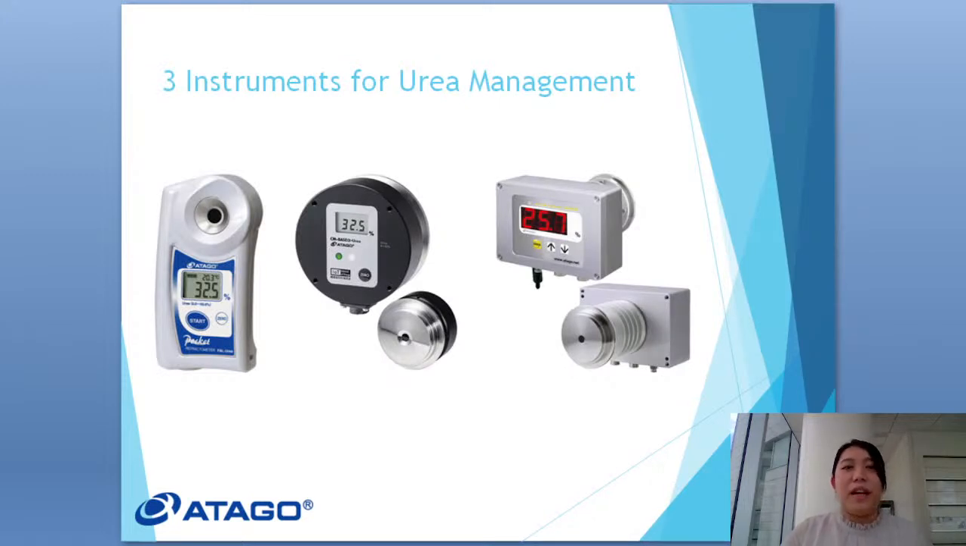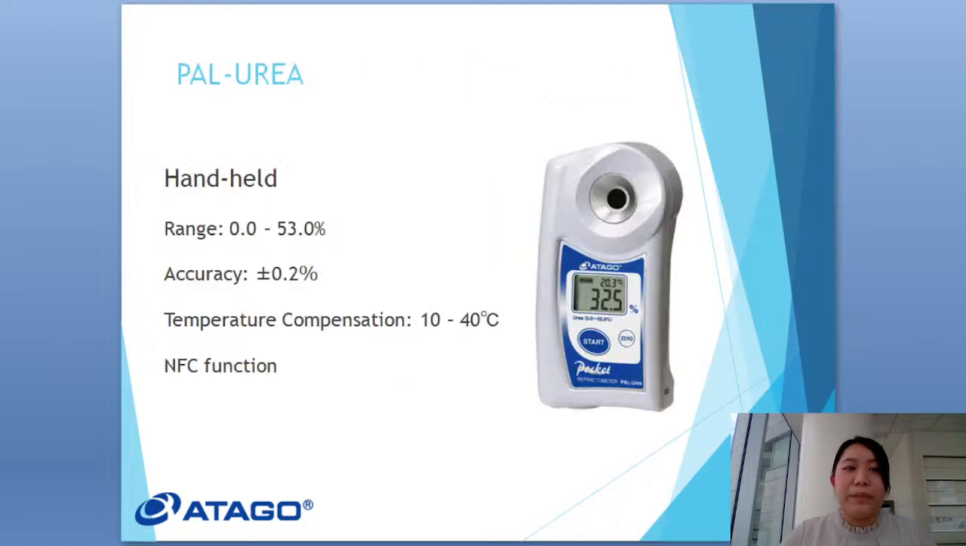So let me introduce our 3 instruments for urea management. The right one is our handheld, and the other 2 are our inline instruments. First, let me talk about our handheld urea management instrument. It's called PAL-urea. It has a range of 0 to 53%. The accuracy is plus minus 0.2, and it has a temperature compensation of 10 to 40 degrees.